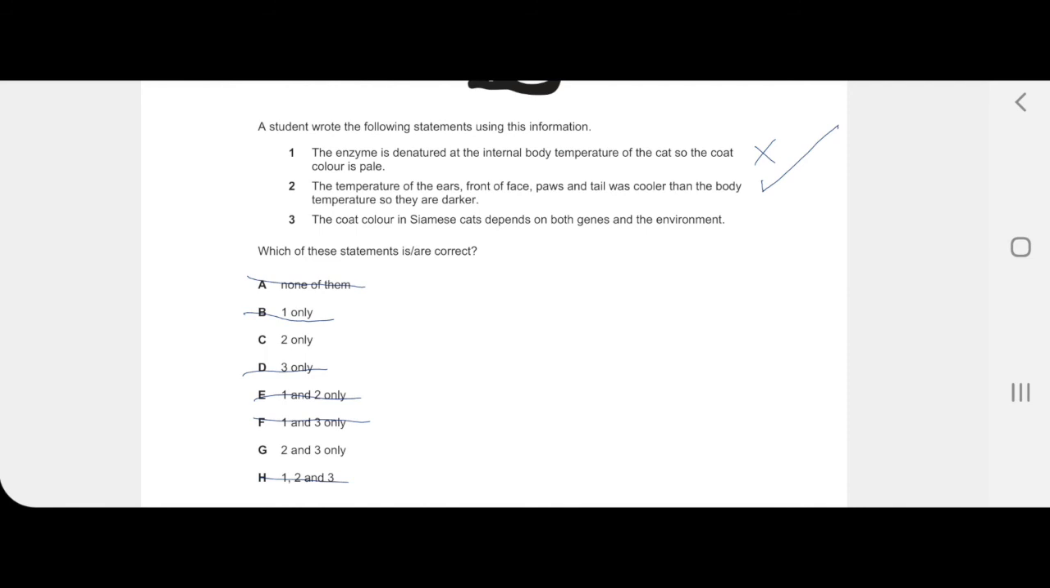Now statement number three. Statement number three is correct. Genes code for the enzyme that regulates coat color, but the activation of this gene is dependent on the environment. Let's give a fat tick to number three as well. C is incorrect, and therefore G is the answer to this question. And that is question number 25 completed.